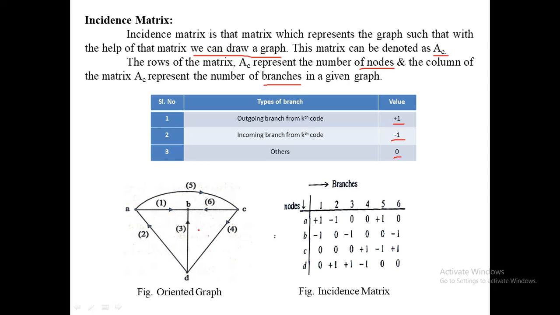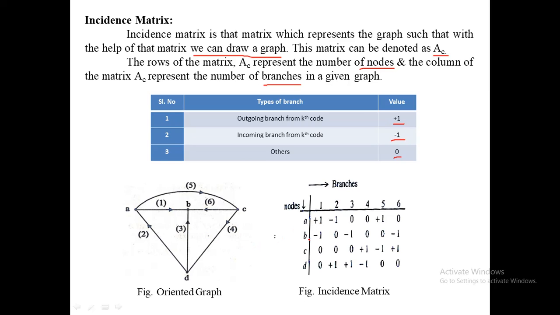From this graph we can say that it is having 4 nodes, because these dots are the nodes A, B, C, D. It is also having 6 branches because it is having 6 lines: 1, 2, 3, 4, 5, 6. We can say this graph is having 4 nodes and 6 branches. We have to write the incidence matrix.